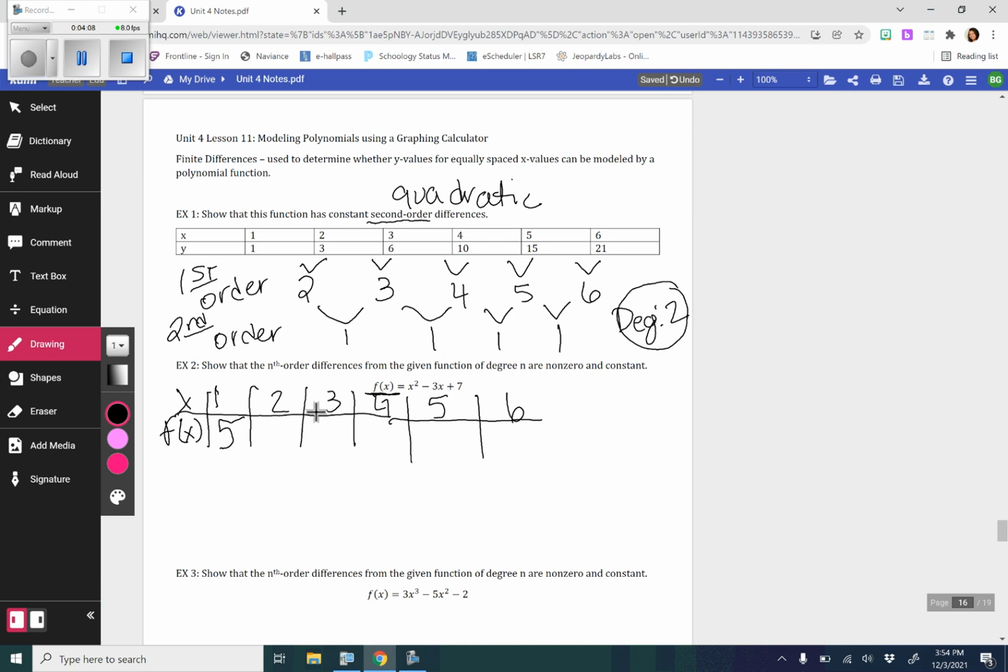Now, when we do 2, you do the same thing. So you have 2 squared minus 3 times 2 plus 7. You can just plug it into your calculator, which is what I would suggest. That does give us 4 minus 6, which is negative 2, plus 7. That gives us 5.